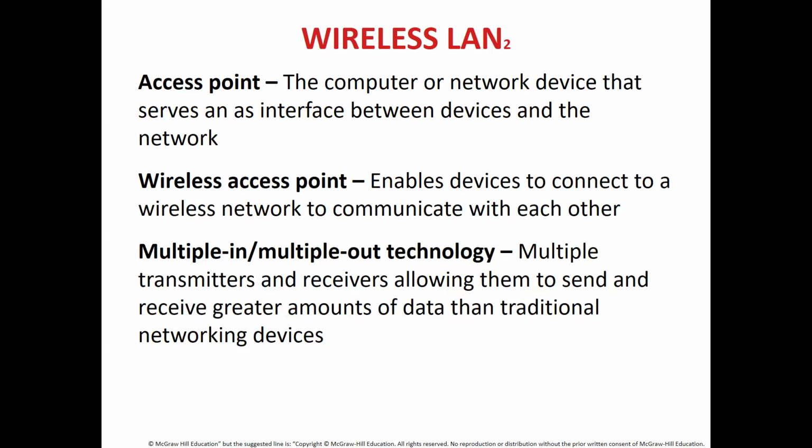Now, multiple-in multiple-out technology: multiple transmitters and receivers, allowing them to send and receive greater amounts of data than traditional networking devices. A very good example of multiple-in multiple-out technology is a computer switch. A computer switch allows a network to have multiple devices connecting in, sending data, and multiple devices receiving data at the same time. So a very good example is a network switch.